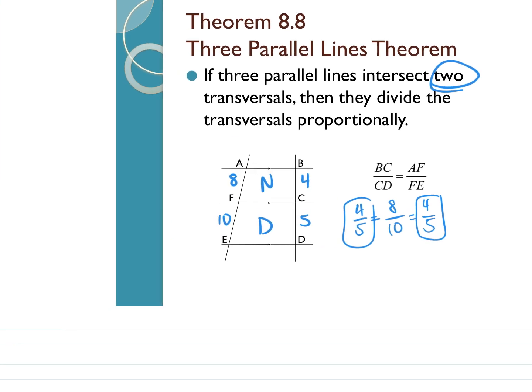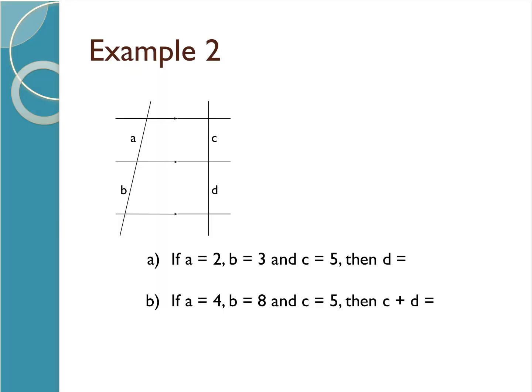The 3 parallel lines theorem. Now, keep in mind, guys, there has to be 2 transversals here, okay? It's almost like a triangle that you don't actually see where they intersect. So all 3 of those lines in the middle are parallel? All 3 of those lines in the middle are parallel. All right. Let's check out an example.